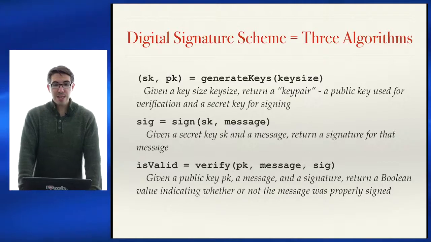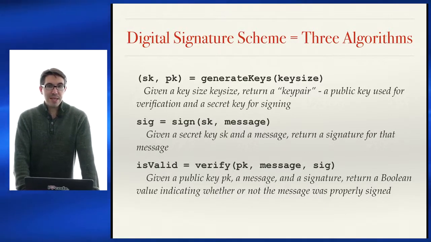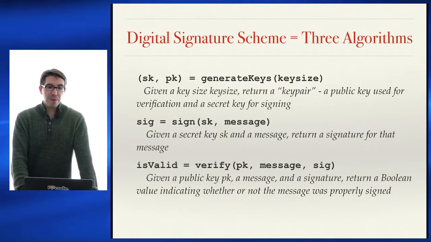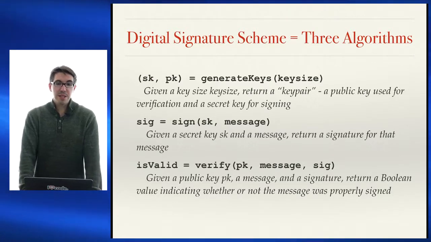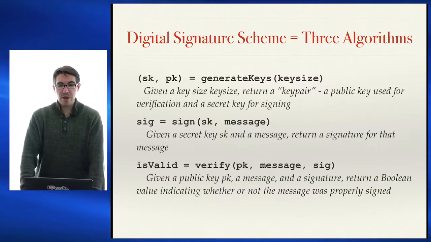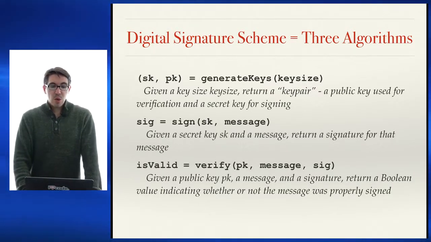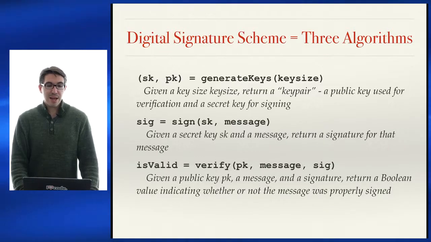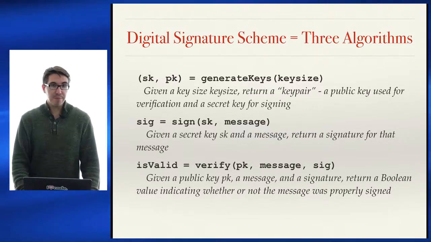So to create a digital signature scheme to meet all of these characteristics, we're going to need to define 3 algorithms. The first is generate keys. Given a key size, return a key pair. That is, a public key used for verification and a secret key used for signing. Recall, this is basic public key cryptography that we discussed in our lecture on public key cryptography. We also need a sign function. Given a secret key, SK, and a message, return a signature for that message.